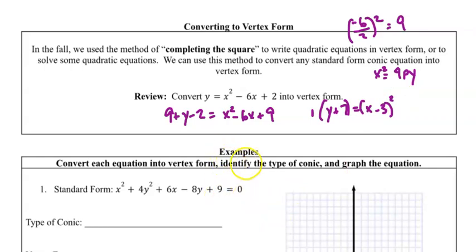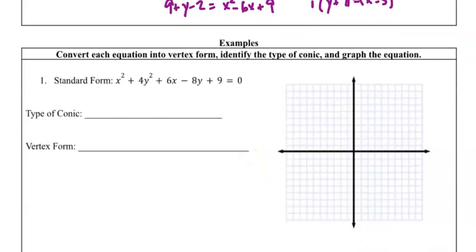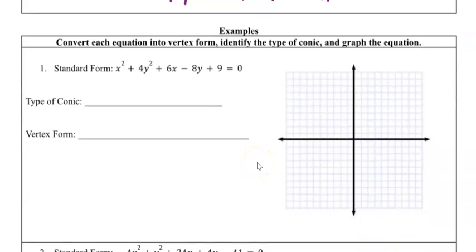So that's what we're going to be working on, is completing the square to get our conics from standard form to vertex form. So first thing we want to do is identify the type of conic. Here I have both x and y squared, and 2 different coefficients. Both are positive. So this is going to end up being an ellipse. If one were negative, it would be a hyperbola, or if the coefficients were the same, it would be a circle.